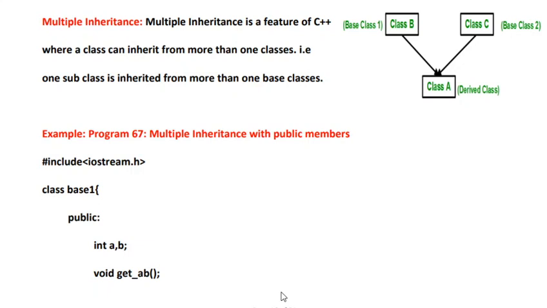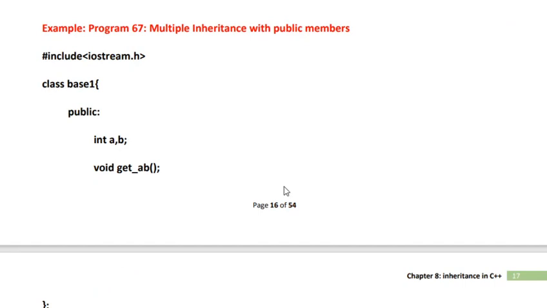So here just see we have a very simple representation where we have three classes: class A, class B and class C. And class A is a derived class that is derived from two base classes, class B and class C. Now let us try to understand multiple inheritance with the help of an example.